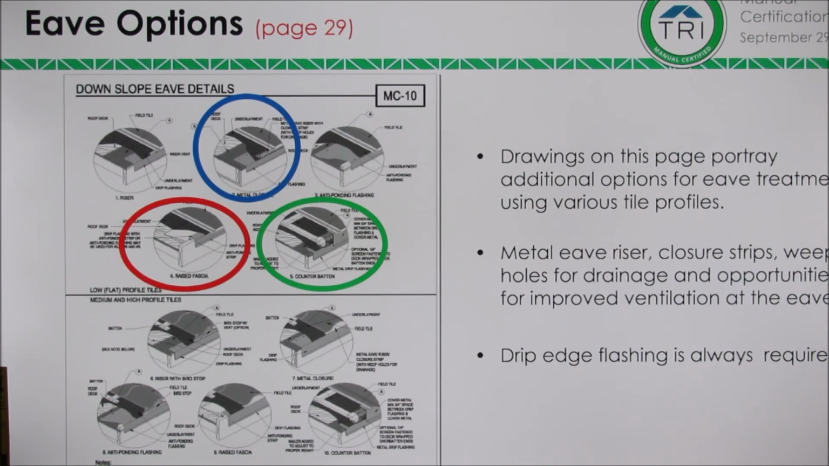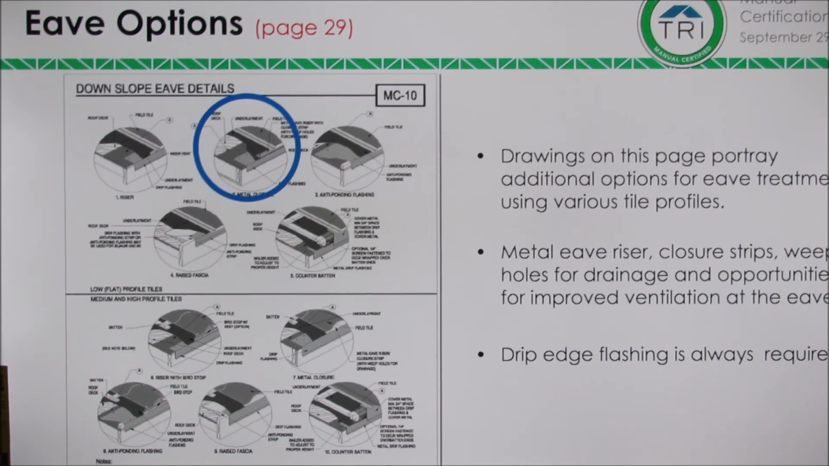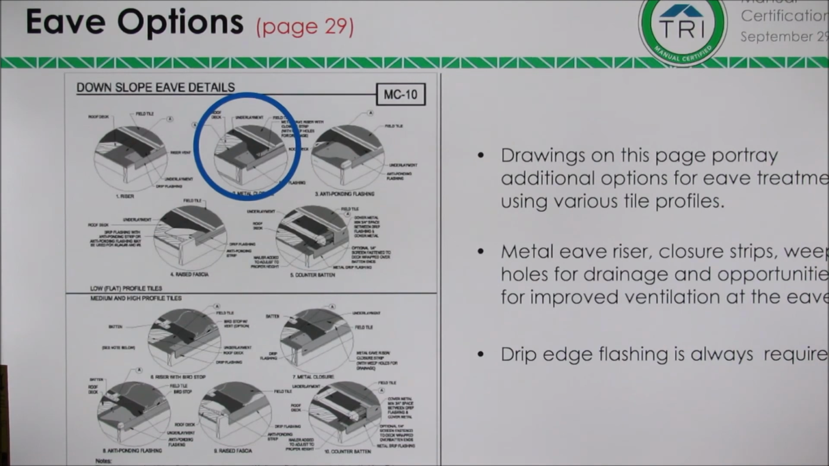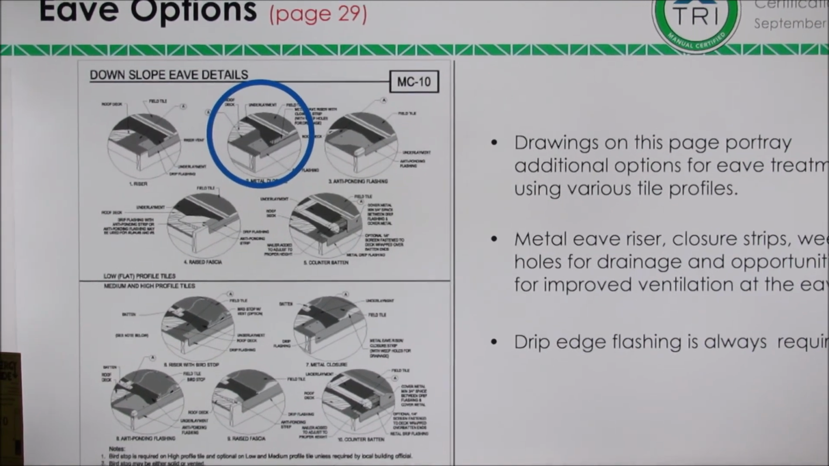So let's take a look at page 29. Turn to page 29 and we're going to take a look at several of the most common installation details at the eave. Okay, the very first one is what I think is probably the most common. We've got our eave drip edge flashing and an eave riser metal.